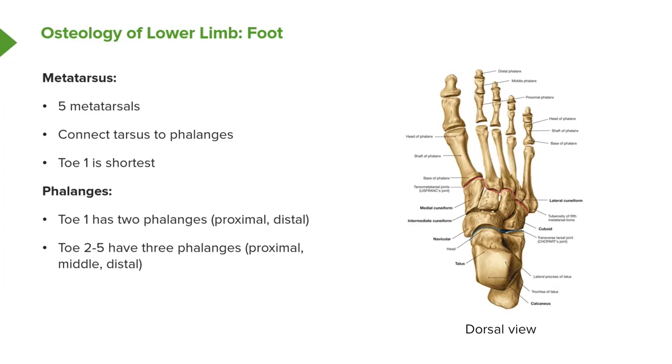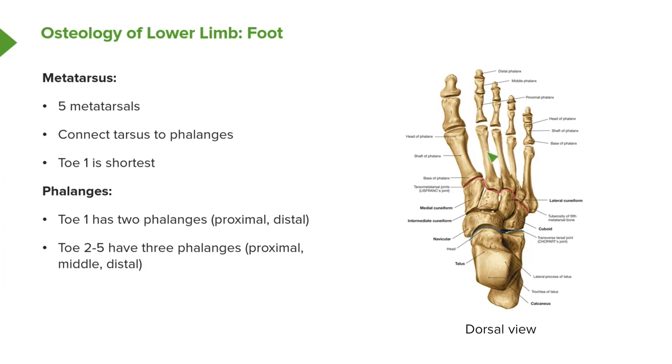We have 5 metatarsals, and these run forward to connect to the phalanges of the digits. Toe 1 has the shortest metatarsal, and we can see that here. It's very large, it's very substantial, it's made up of a base, a shaft, and a head. So we have this very broad, large first metatarsal, but it's also the shortest.